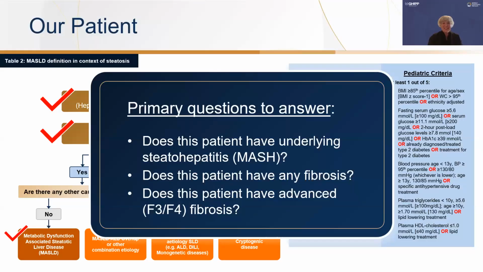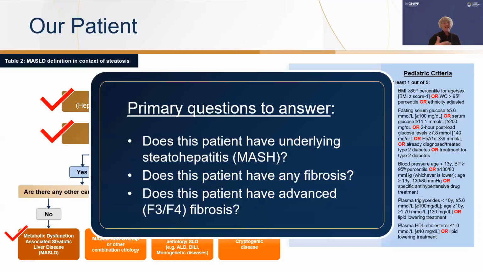So we kind of just answered all of these questions. Does this patient have underlying steatohepatitis? More so, it probably looks like he has MASLD. It doesn't look as if he's progressed to MASH. Does the patient have any fibrosis? We aren't necessarily seeing that because we don't have an ELF score here to know if he has fibrosis. And does this patient have advanced F3, F4 fibrosis?